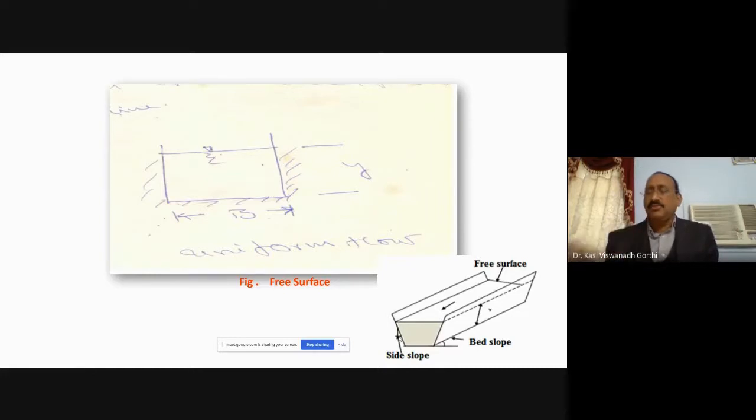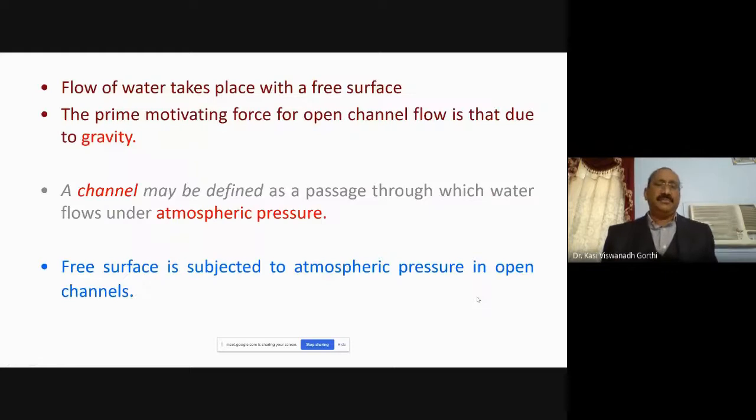Apart from the side slope, for any canal, for any channel, even river, stream, whatever you take, there will be a slope provided in the longitudinal direction of the channel. This is what is called the longitudinal slope or bed slope. This bed slope is necessary to have the flow in the canal. To have the flow from higher energy level to the lower energy level, this longitudinal slope would be provided. Thereby, the water in the canal flows by the action of gravity.